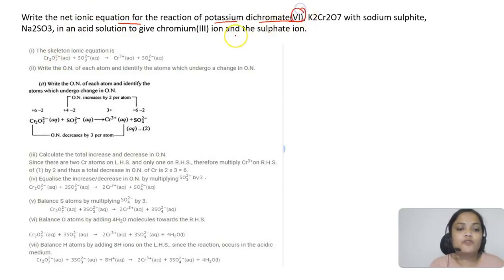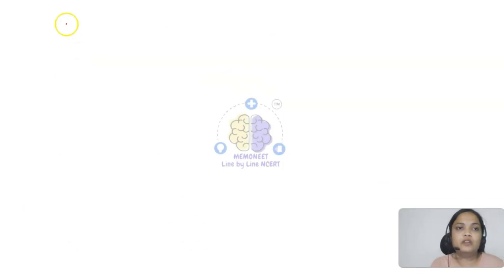The oxidation number of chromium is 6. With sodium sulfite in acidic solution to form chromium and sulfate ion. So the solution is given here, but I will show you step by step how to do it. So you do with me.